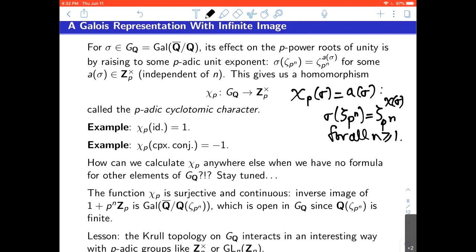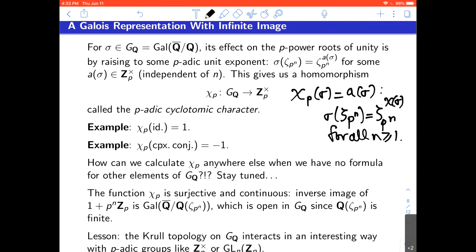And so if you compose a sigma with a tau, these exponents will multiply. And so this function from the GQ to the p-adic units, this is called the p-adic cyclotomic character. So for example, at the identity, well, you get, of course, exponent is 1. Complex conjugation, well, the exponent is minus 1. You know, zeta bar is zeta to the minus 1.